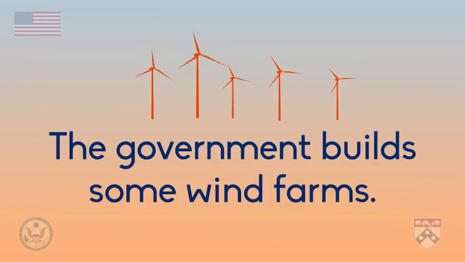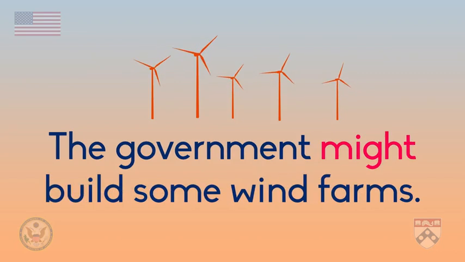Let's look at another example. The government builds some wind farms. Can you find the verb? That's right, it's builds. Now let's imagine that we are answering the question, what can the government do? With a suggestion: the government might build some wind farms. Notice that the S from builds has gone. When we use a modal verb, we use the base form of the verb, build in this case.